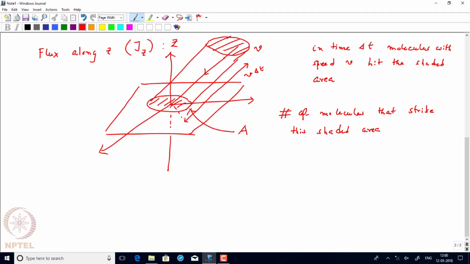That will be nothing but whatever molecules are lying within this cylinder. So how do I calculate it? I have to calculate the volume of the cylinder times the density of the molecules. So how do we calculate the volume of the cylinder?